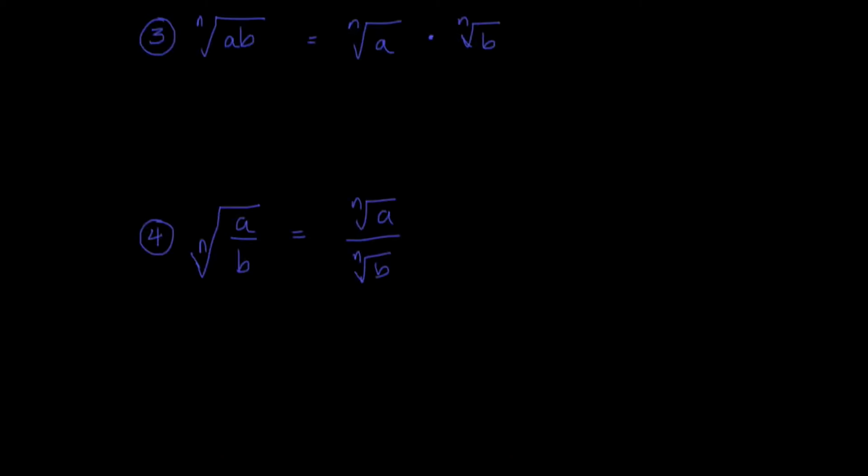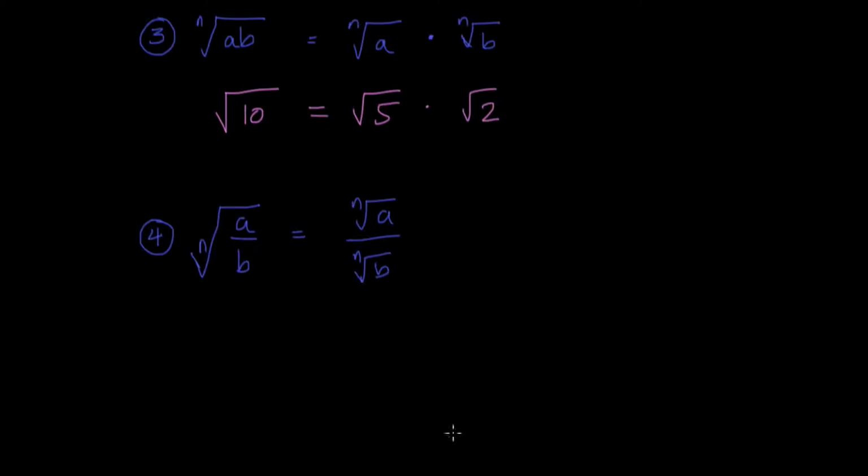Let's move on to the next law. What if I have two bases, a times b, and the whole thing is under a square root? This is very, very similar to the exponent laws, where you can simply multiply them out and raise each one individually to the power. So if I have the square root of 10, that's going to be the square root of 5 times the square root of 2. Okay?